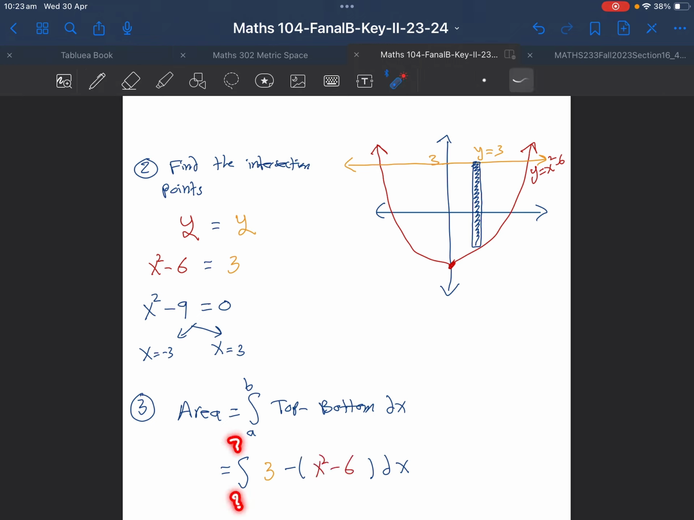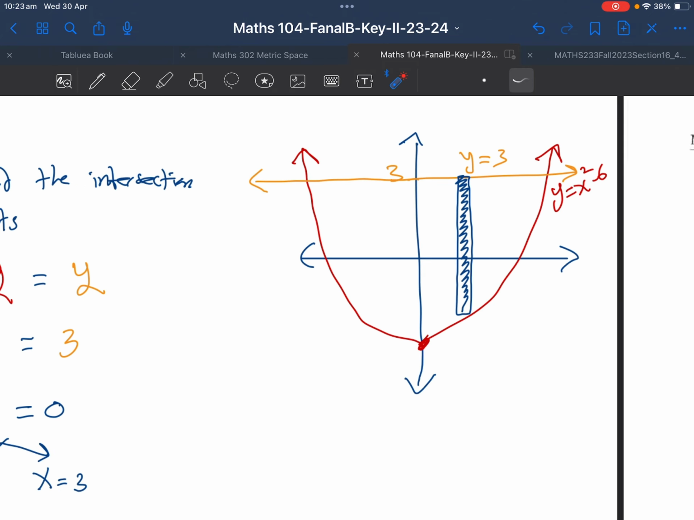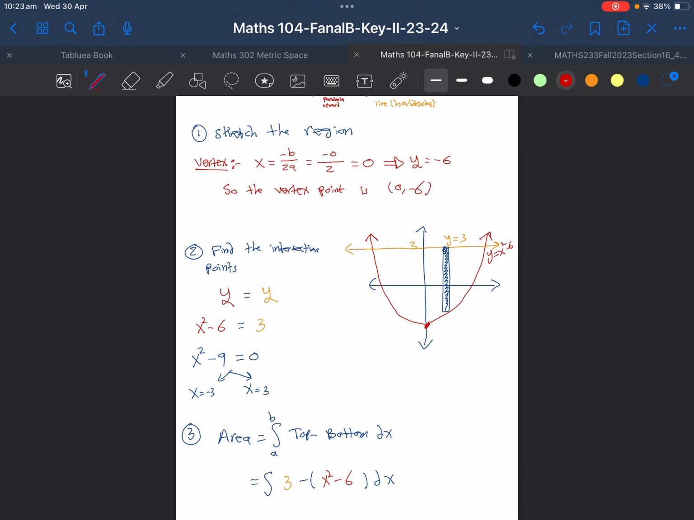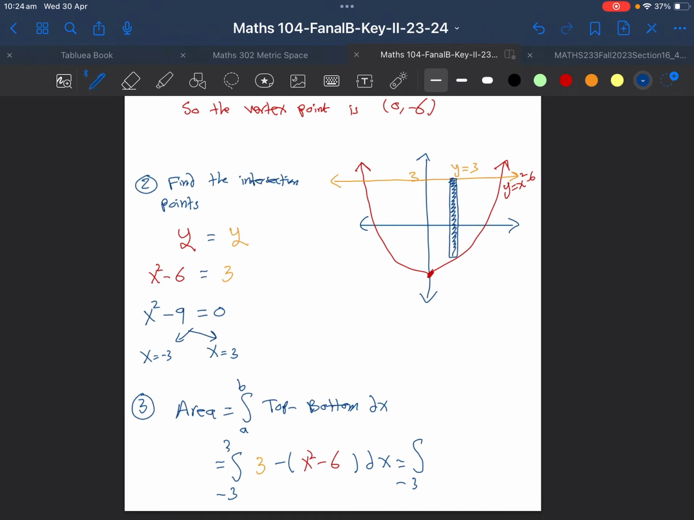Now, from where should I start my integration to where should I end my integration? Remember, look at your rectangle. If you move it maximum to the left, you will end up here, which is minus 3. If you take this rectangle and you move it maximum to the right, it will get shorter and shorter and shorter until it becomes here, which is a 3. So we do it from negative 3 to 3. This integral will be just negative 3 to 3.